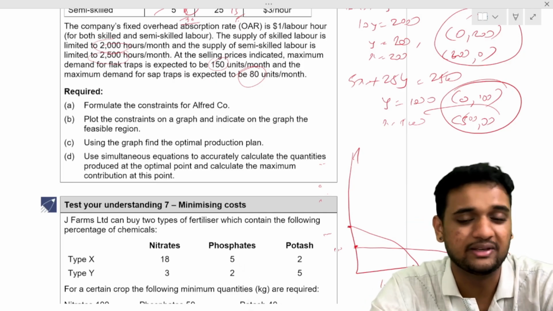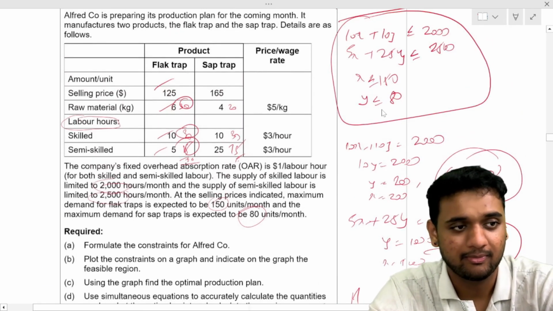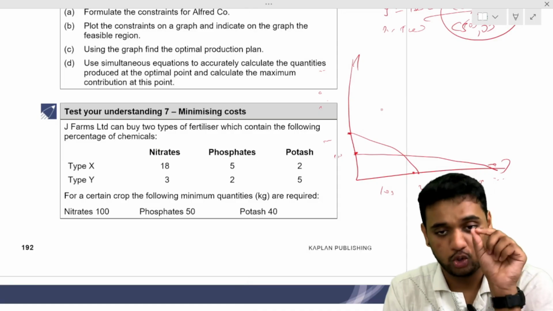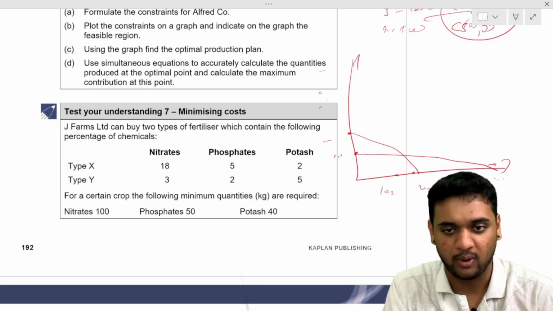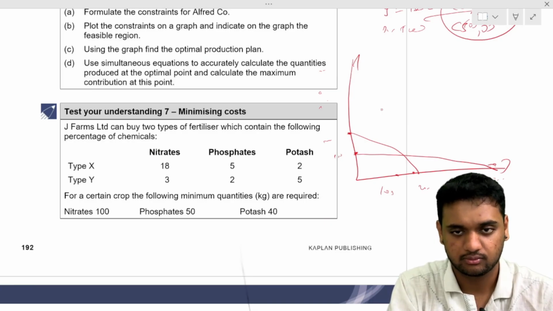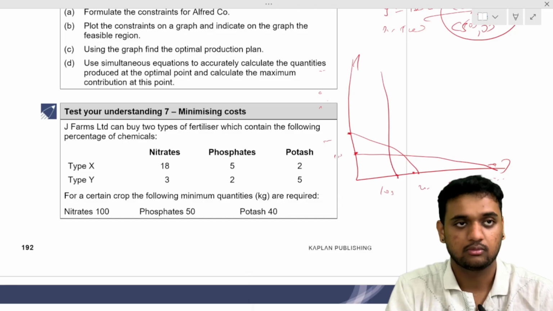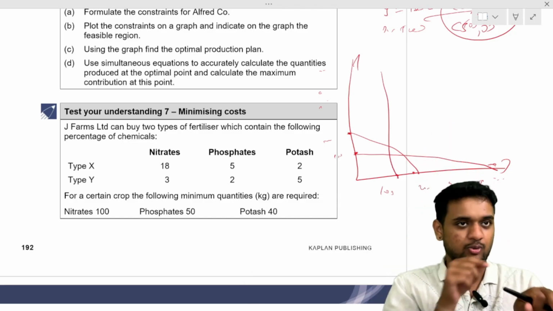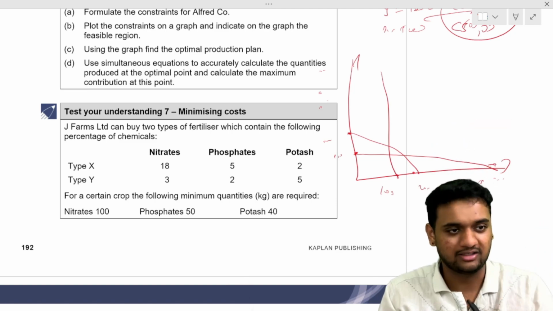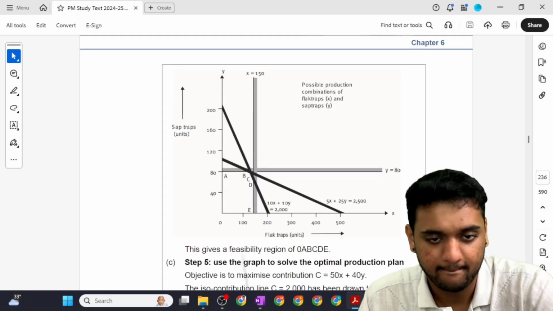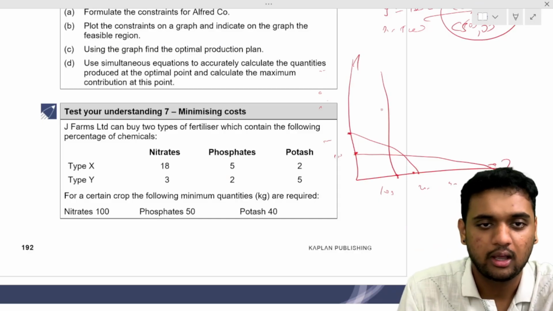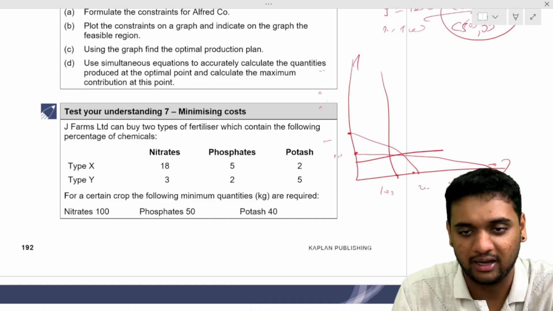Now, what is the third equation we have? X is less than or equal to 150. X is 150 means go to x, mark a point at 150 and draw a line parallel to the y axis, from above to down. And y is equal to 80. Y is equal to 80 means draw a line like this.